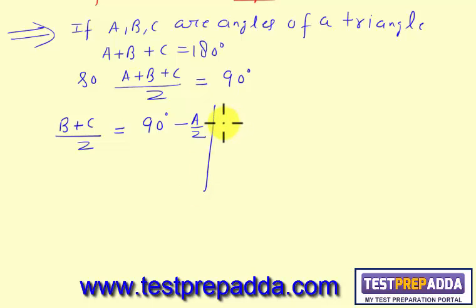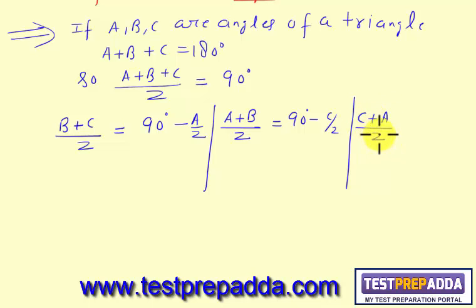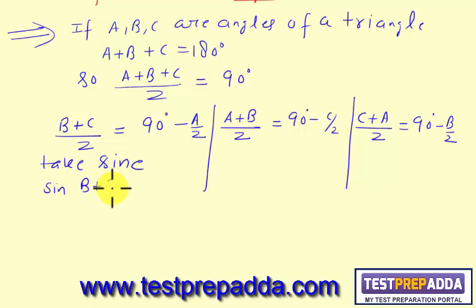Similarly, A plus B by 2 will be what? 90 degree minus C by 2. And C plus A by 2 will be what? 90 degree minus B by 2. Okay, now take sine on both sides. So it will be sine B plus C by 2 will be equal to sine 90 minus A by 2.